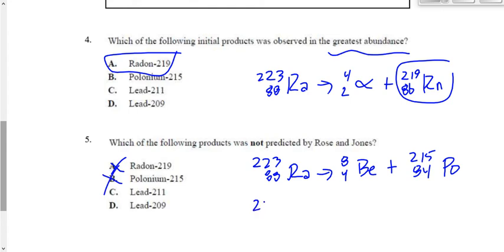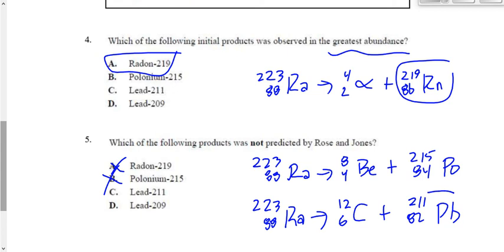All right, last one here. 223, 88. Radium goes to triple alpha particles. Triple alphas. What is that going to be? 12.6, I think it was. Carbon. Plus, what, 211. 82. That's going to be lead. Which means the answer is going to be no. That was predicted, right? And the answer is going to be D.